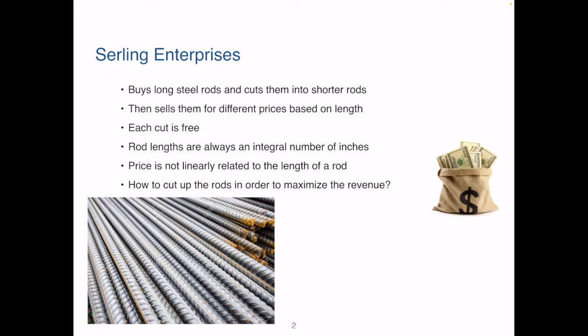This is an example problem from the textbook. Sterling Enterprises buys long steel rods and cuts them into shorter ones, then sells them. Note that cutting does not cost anything. Rod lengths are always an integral number of inches, 1 inch, 2 inch, etc. The price of a rod with a particular length is reflected by its market demands. So the price is not linearly related to the length of a rod. Shorter rods may sell for a higher price than longer rods.